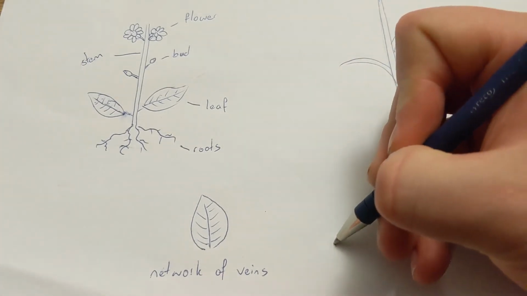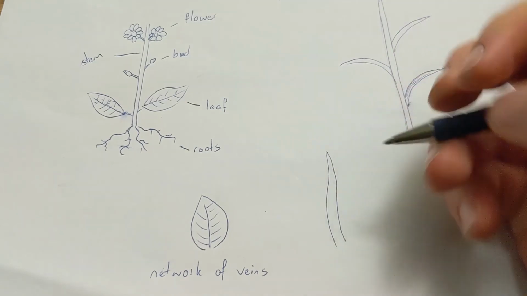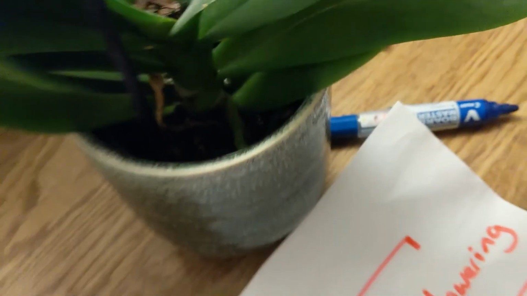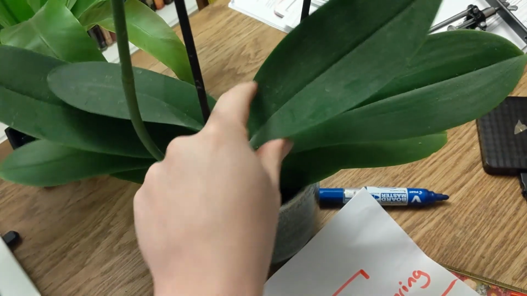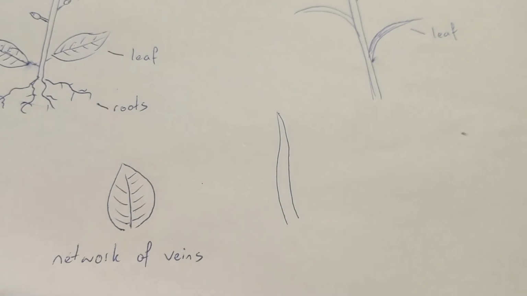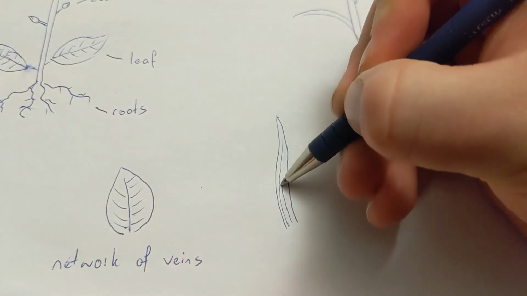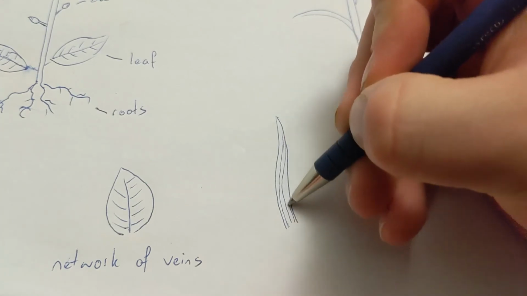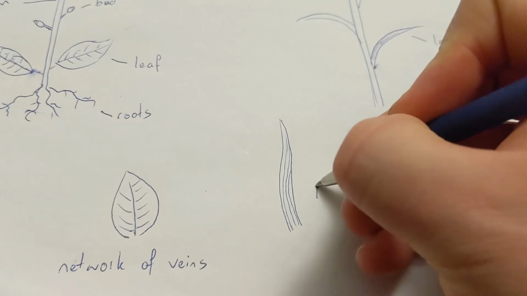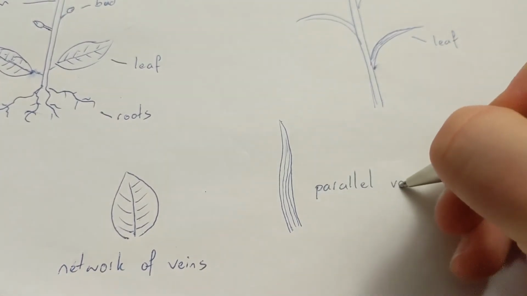Then, for our monocotyledon, these are normally thin leaves, okay? Quite narrow leaves, especially on the grass. Even that orchid I was showing you, its leaves are quite long and narrow, okay? And in here, the veins all run in the same direction. They all run parallel, okay? There's none going off in other directions, okay? So here we have parallel veins.